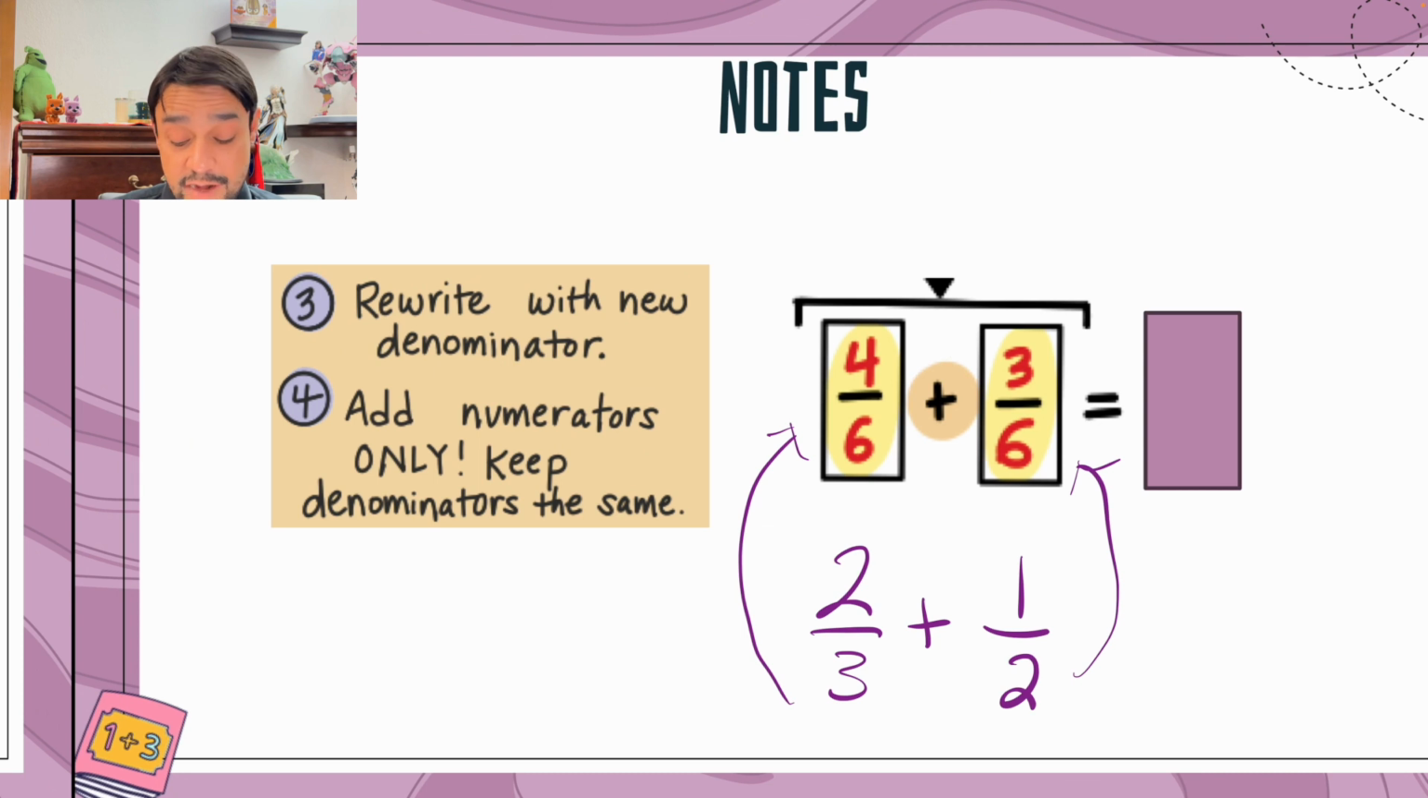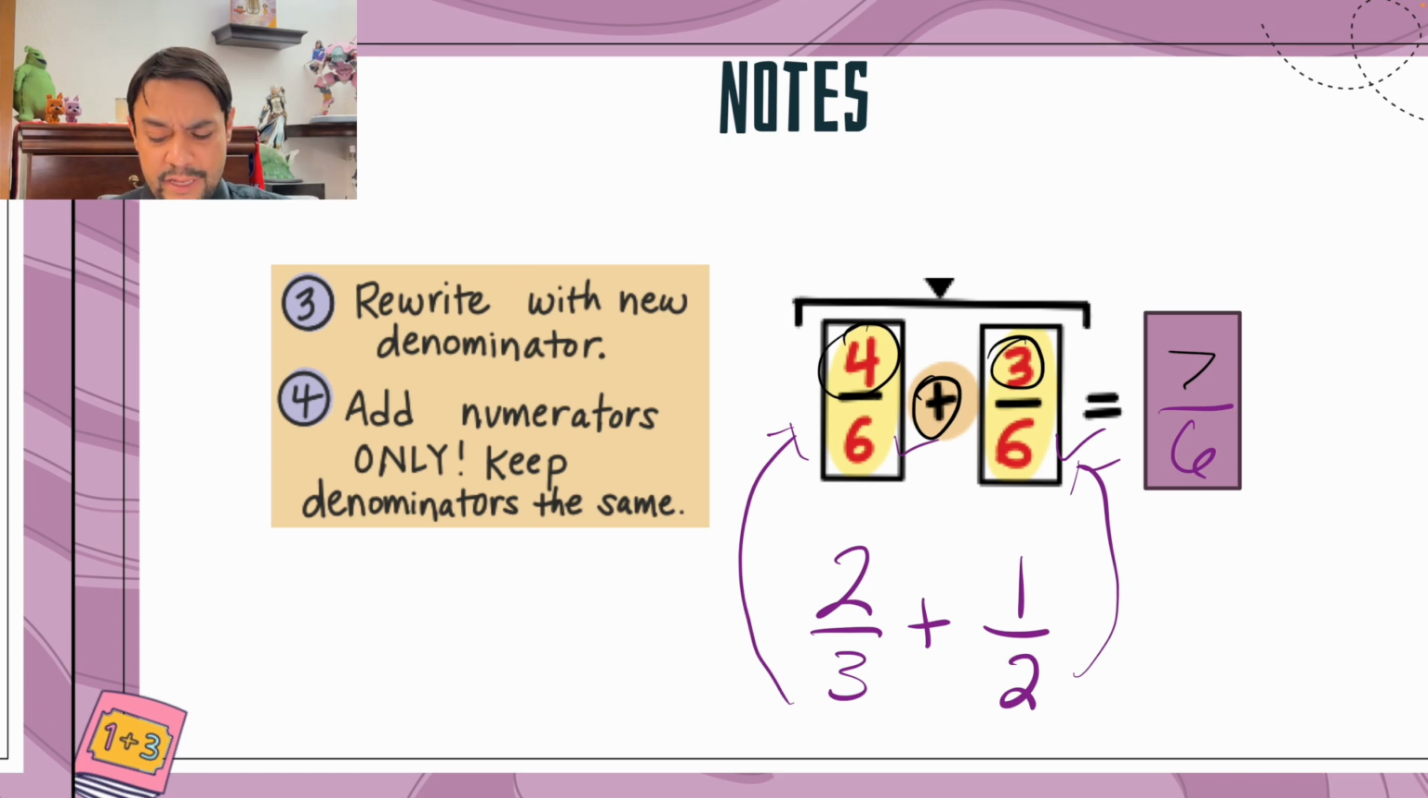Now that our denominators match, remember the beginning. You always keep the denominators the same. Come over here and you keep your denominator the same. Now we're just going to add numerators. 4 plus 3 is 7. So now we have 7/6. Yes, that is our answer.